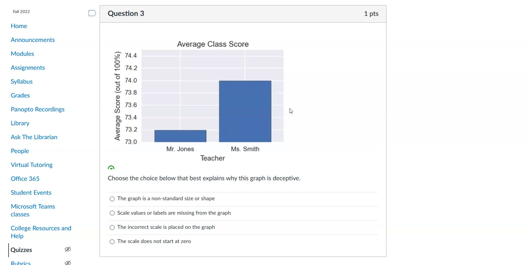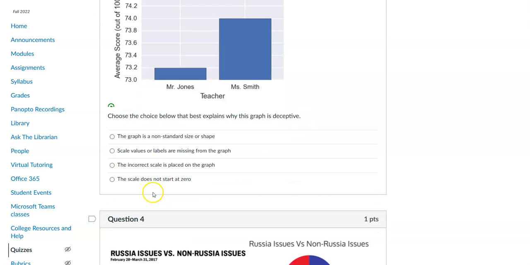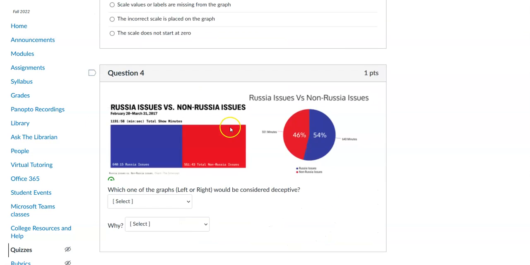And then number 3, we can see the difference in class scores between Jones and Smith. And if you look over here, they didn't start at 0. They started at above 73. So that really is deceptive because we're only looking at the differences and we're not looking at the entire picture. And anytime we don't start at 0, that's going to be a red flag.